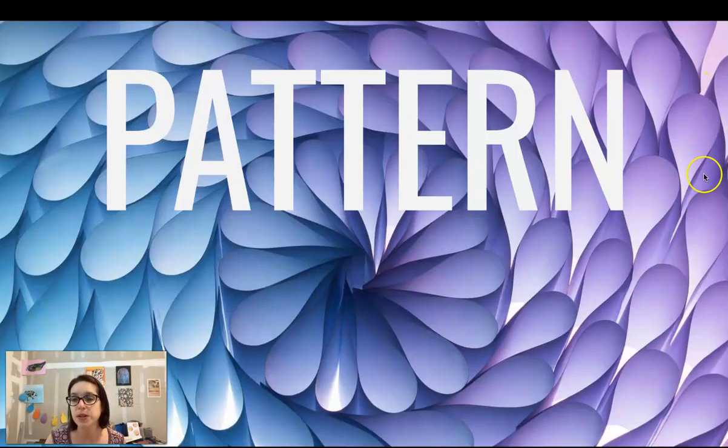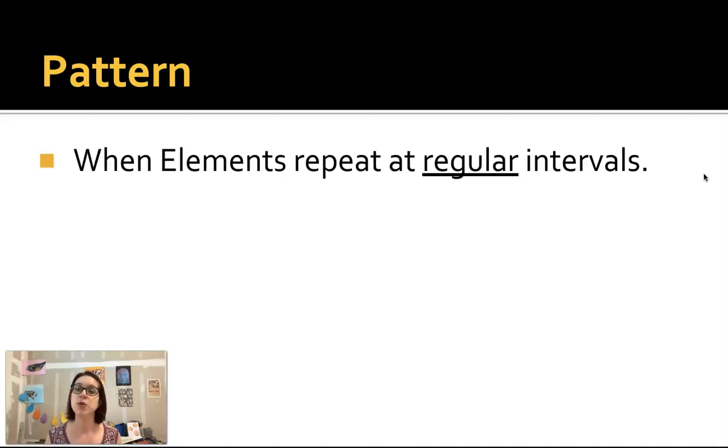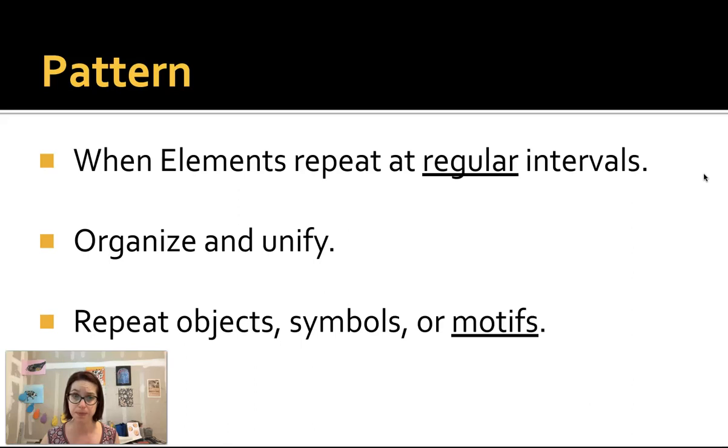Now the next word is pattern. Pattern is similar to rhythm because when we think of pattern, we think of something repeating. However, rhythm does not have to be a pattern, but pattern does have rhythm. So pattern is when we repeat elements at regular intervals. Often we use patterns to organize and unify. Again, pattern has rhythm, but rhythm does not necessarily have a pattern.